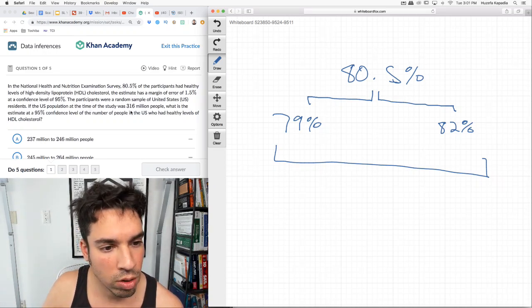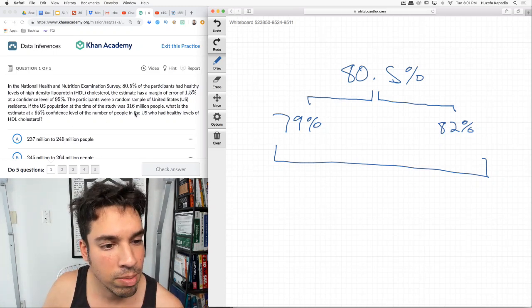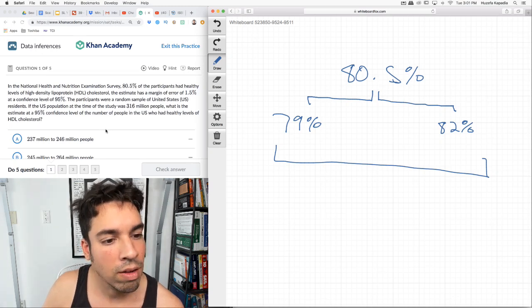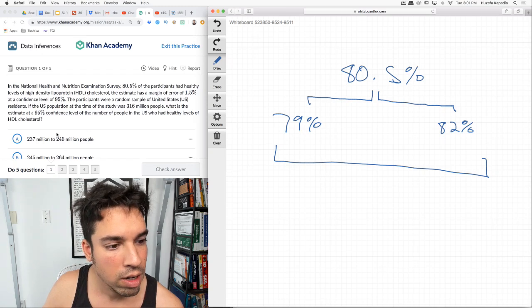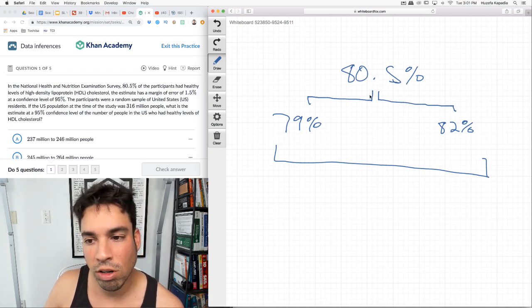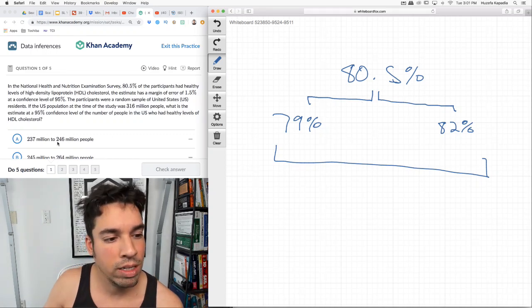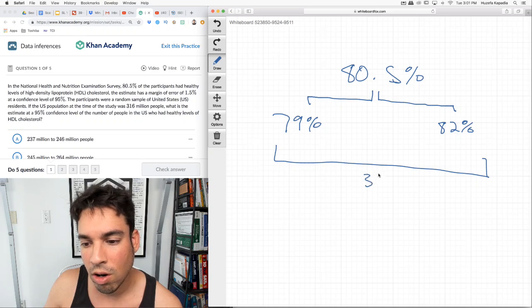The participants were a random sample of United States residents. If the U.S. population at the time of the study was 316 million, what is the estimate at a 95% confidence level? We don't even need to worry about this part. They're both the same. The number of people in the U.S. who had healthy levels of HDL cholesterol. Okay, so now we're not talking about 80.5% of this 316. We need to calculate this range. We need to calculate 79% of that number, all the way up to 82% of that number.